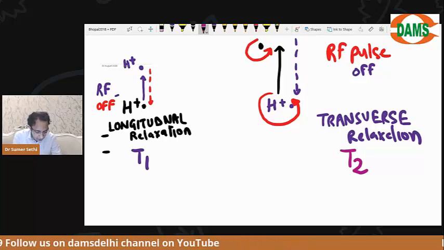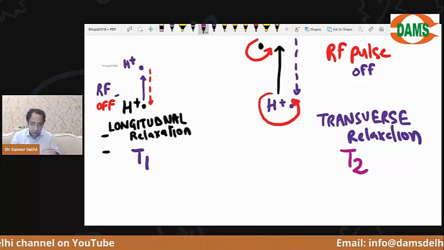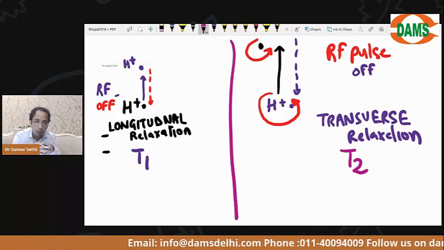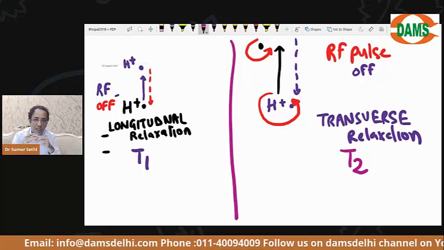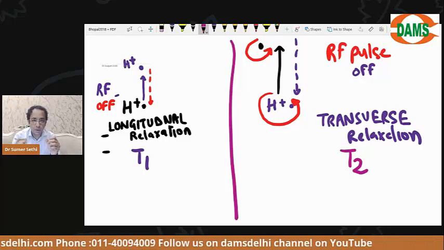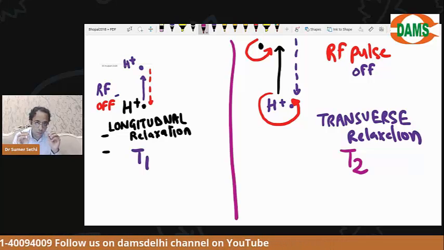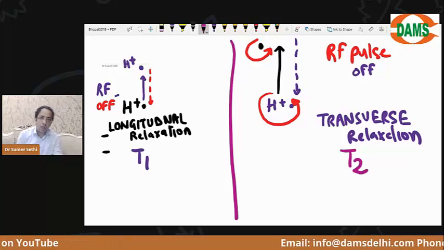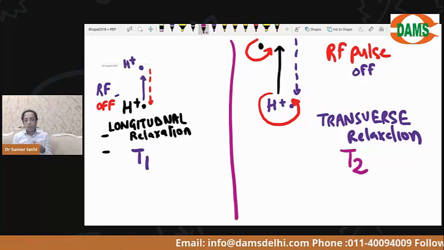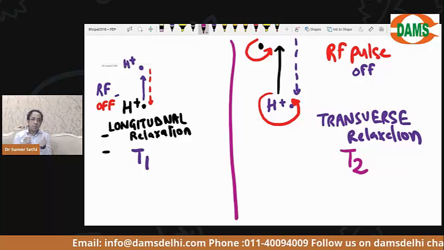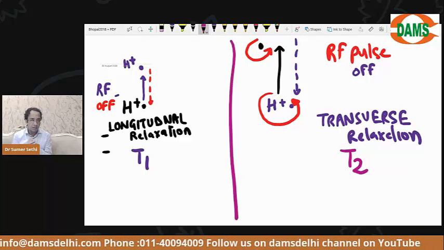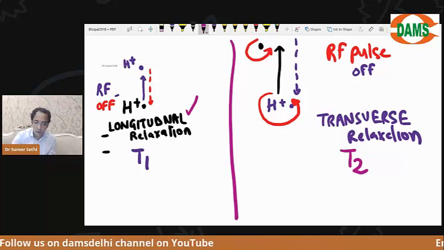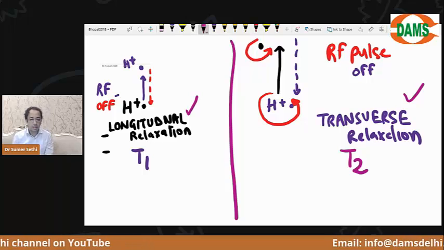Please listen to me, beta. Every tissue, every substance in our body undergoes two types of relaxation in a changing magnetic field. I will not bore you with too much physics, but listen to me this much. The hydrogen ions in every tissue undergo two types of relaxation in a changing magnetic field in an MRI machine. One is called longitudinal relaxation, and one is called transverse relaxation.